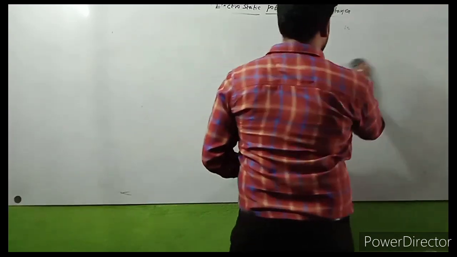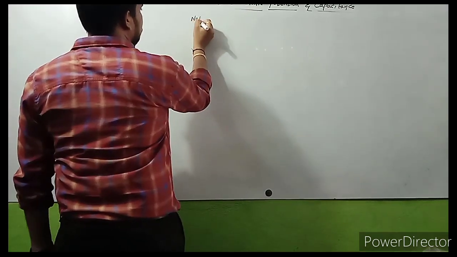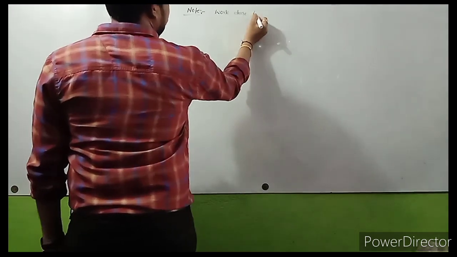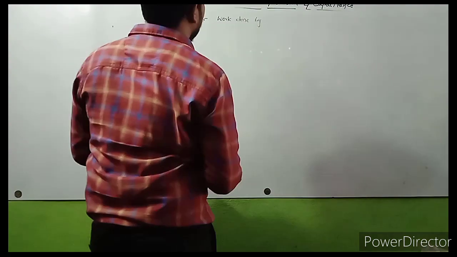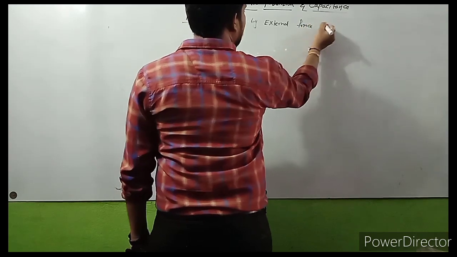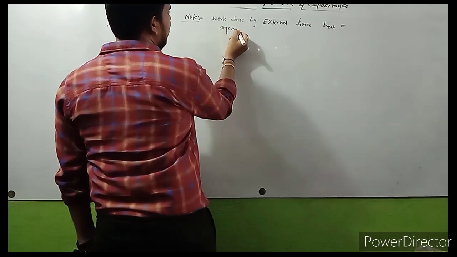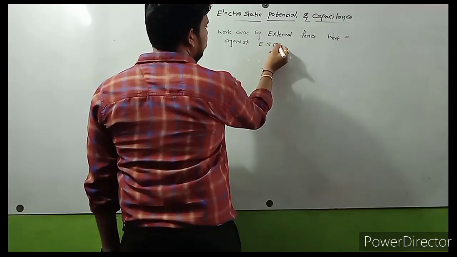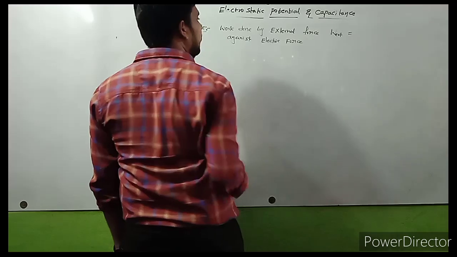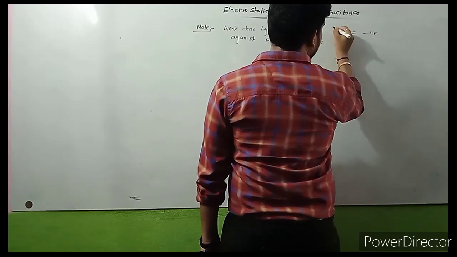The main important point, a very important note point: work done by external force, W external, is against the electrostatic force, against the electric force. W external is negative.